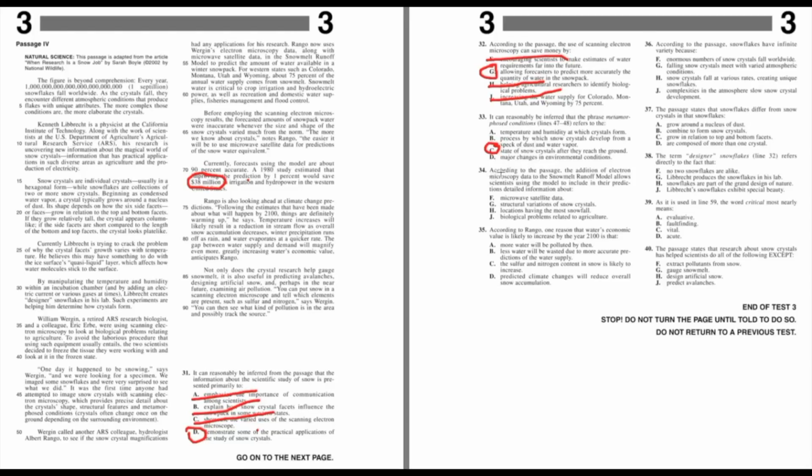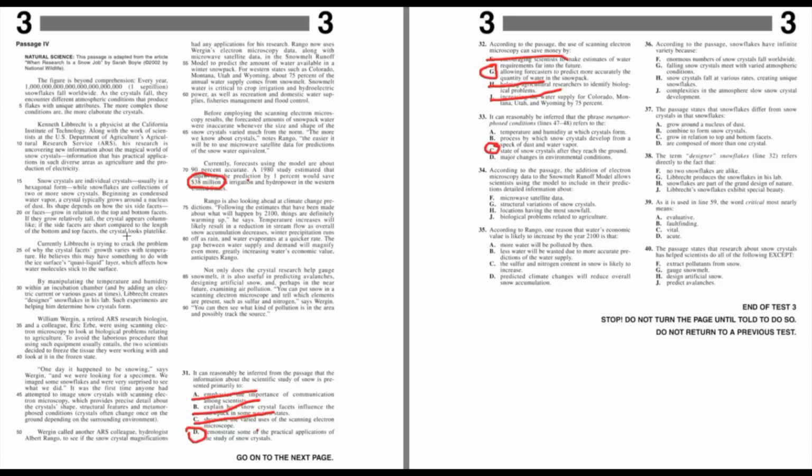Now going to 34, according to the passage, the addition of electron microscopy data to the snow melt runoff model allows scientists using the model to include in their predictions detailed information about. So if we go to lines 62 through 68, this is where the passage talks about incorporating the scanning electron microscopy data into the research.